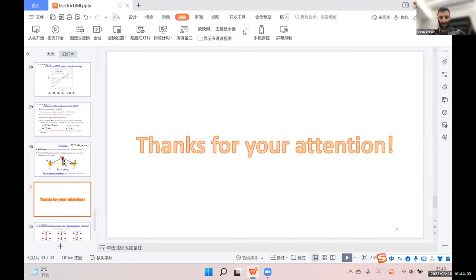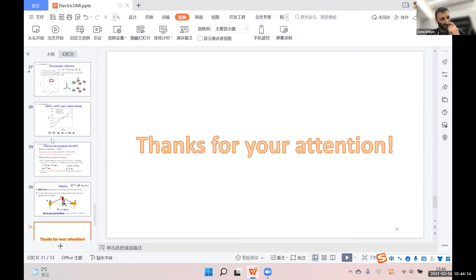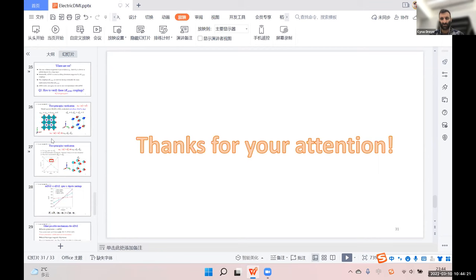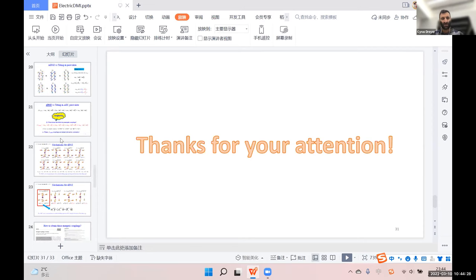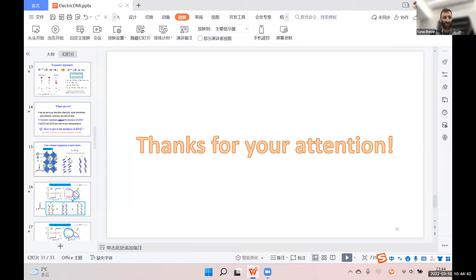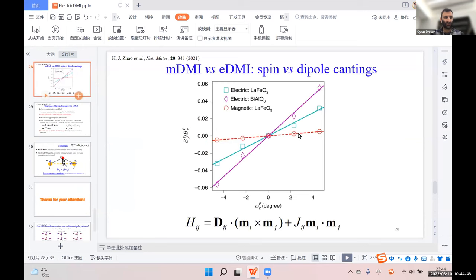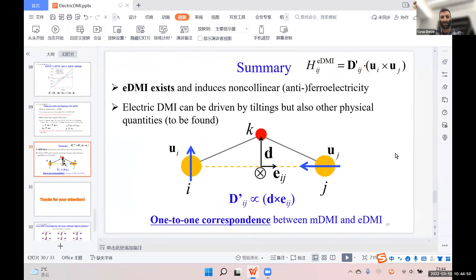Yeah, great, very interesting talk. I had a few questions, but maybe I can start with this one. Maybe you said this, but I'm still a little confused about the driving force for the canting coming from the octahedral tilts. I can see that you have these symmetry allowed couplings as you showed, but intuitively for the magnetic system, we have this picture of superexchange being mediated through the intermediate atom. Is there a similar intuitive picture in the electric DMI that tells us why this intermediate atom has such an effect on the coupling?